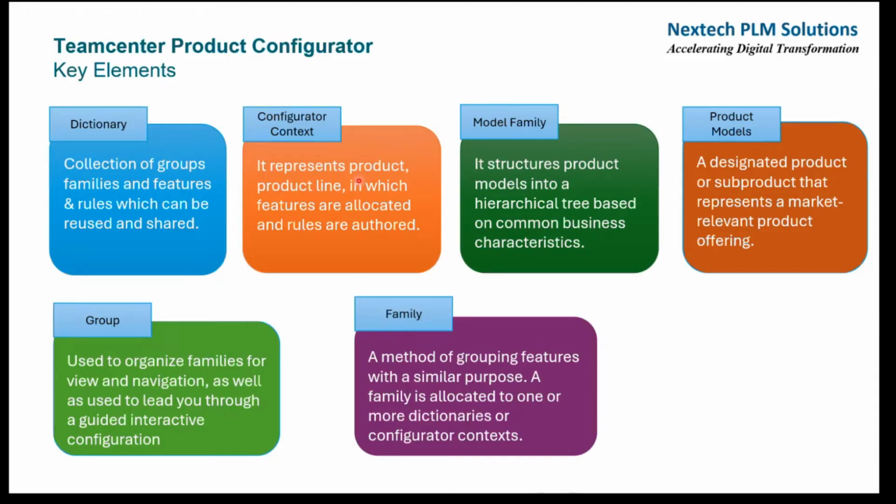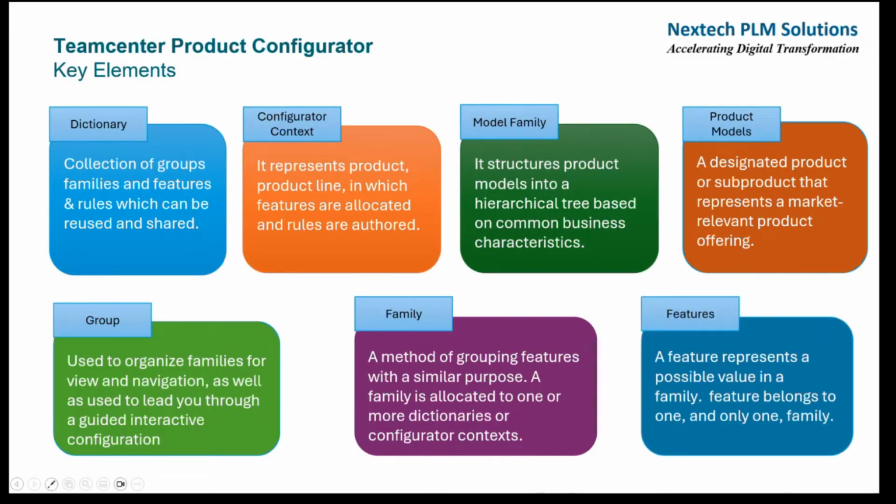A family can be considered as representing the configuration questions being asked. So for example, color: which color? So color can be considered a family. It is like the configuration questions which are being asked, and features are nothing but the answers to those questions. So if color is the family, then red, green, blue can be considered as features.